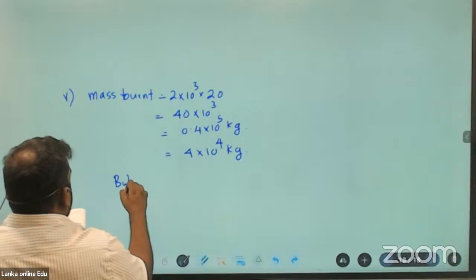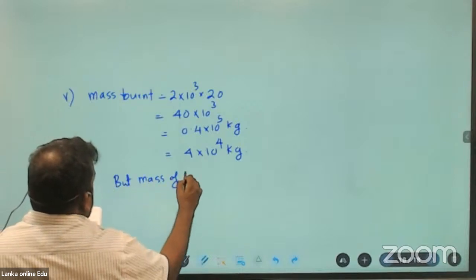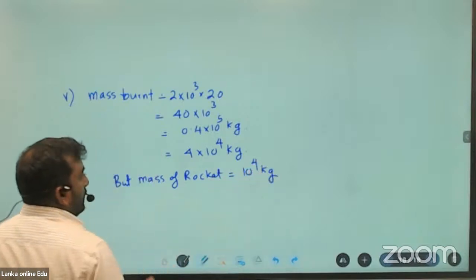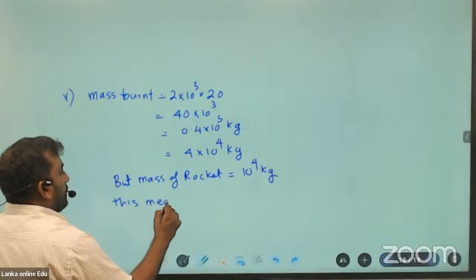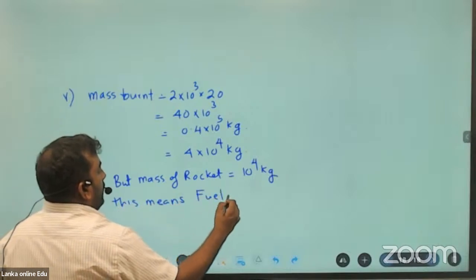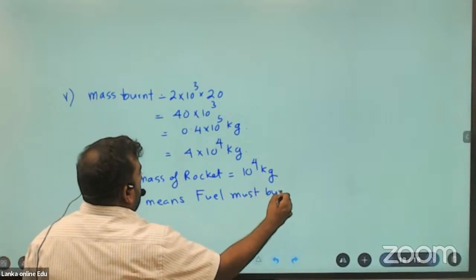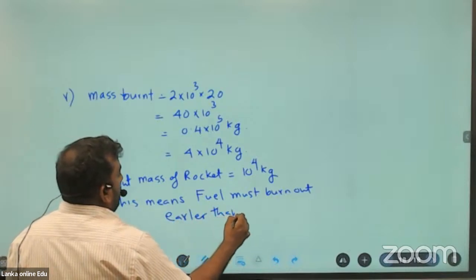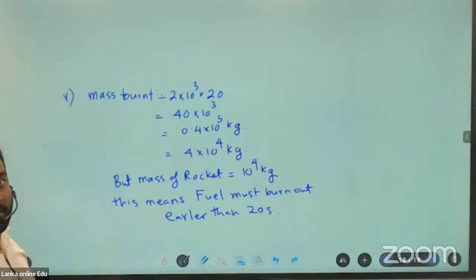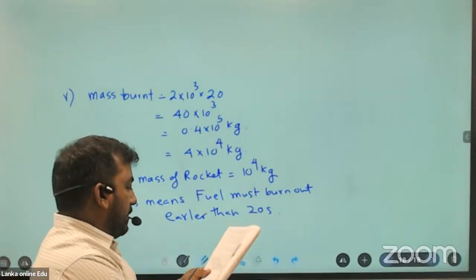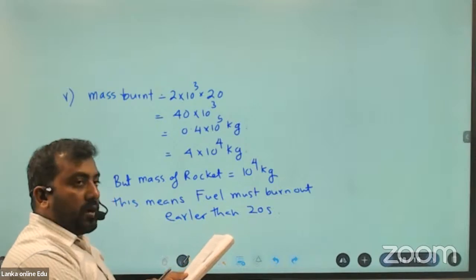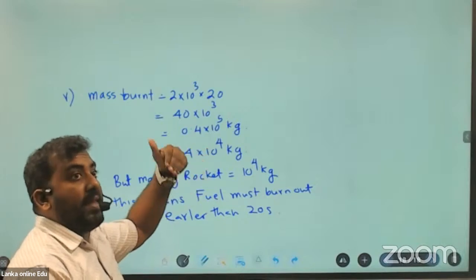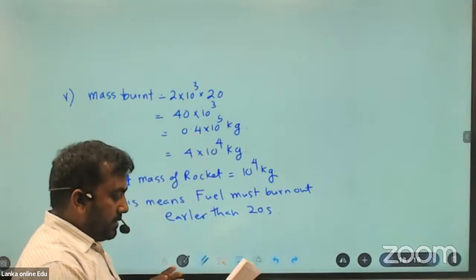But mass of rocket is 10 to the power 4. This means fuel must burn out earlier than 20 seconds. Total mass of the rocket is given. Mass of the rocket total with the fuel 10 to the power 4. After 20 seconds, the burnt mass is 4 10 to the power 4, more than the actual mass of the rocket. That means before 20 seconds, it's fully burned.